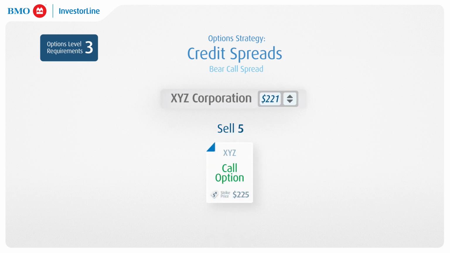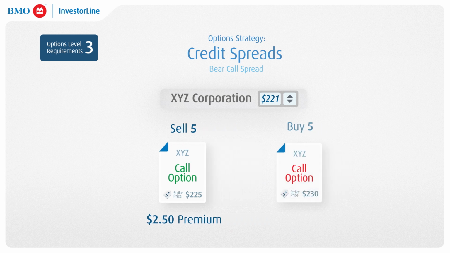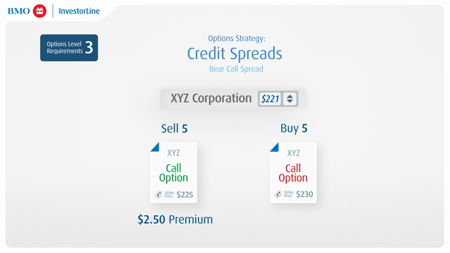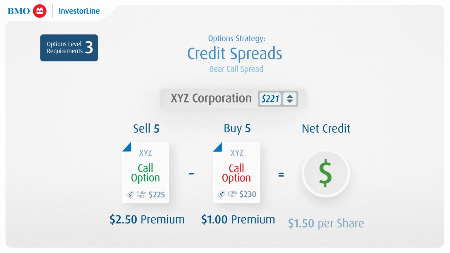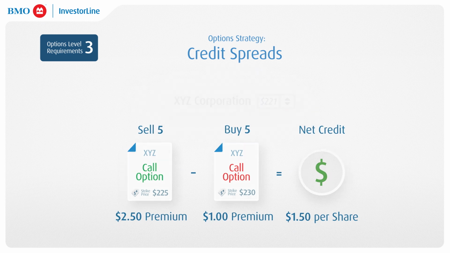We sell 5 call options on XYZ with a $225 strike price, expiring on July 19th for $2.50 each, and simultaneously buy 5 call options with a $230 strike price, expiring on the same day for $1 each. Here, you receive a net credit of $1.50 per share, or $150 per contract.